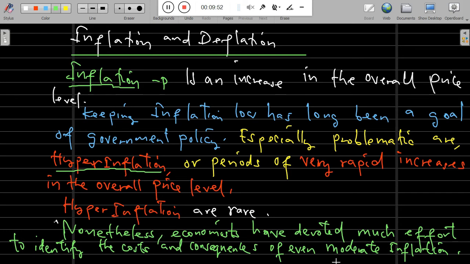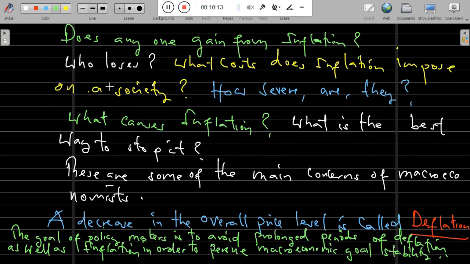So hyperinflation is excess inflation. Does anyone gain from inflation? Who loses? Who benefits from inflation? What costs does inflation impose on societies? These are the logical questions we may ask ourselves concerning inflation. How severe is inflation? What causes inflation? What is the best way to stop it? These are some main concerns of macroeconomists.